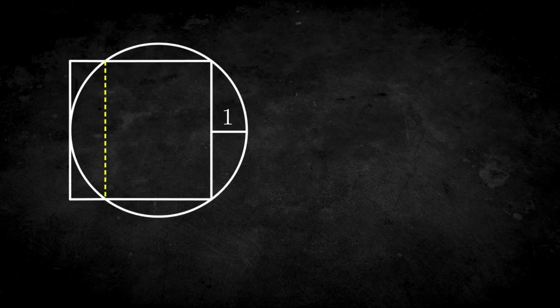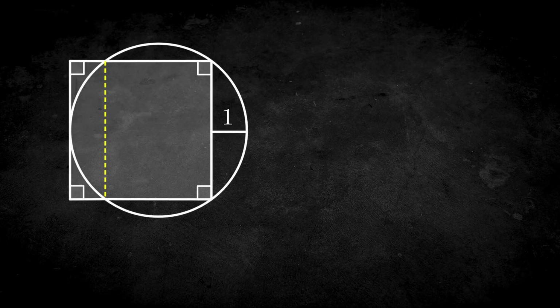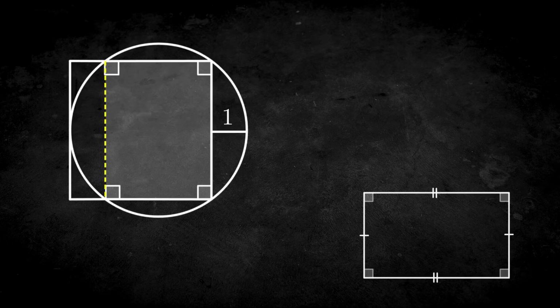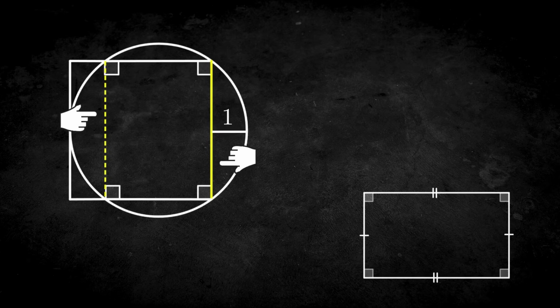First, we will draw a chord that passes through the other two intersection points of the square and the circle. Since this is a square, well, this must be a rectangle. Opposite sides of a rectangle are congruent, which means these two chords are congruent.